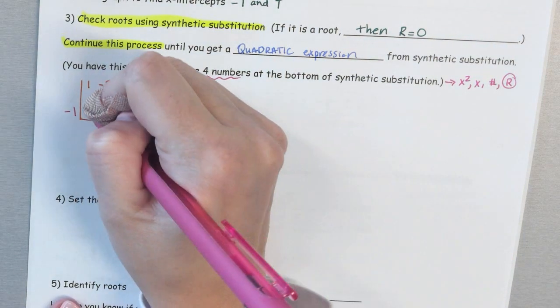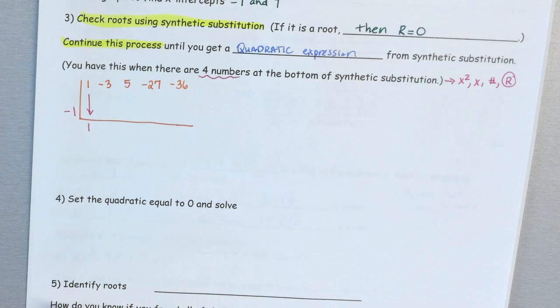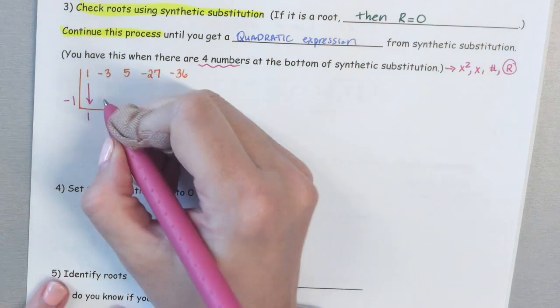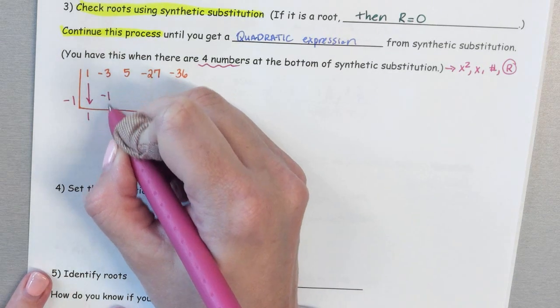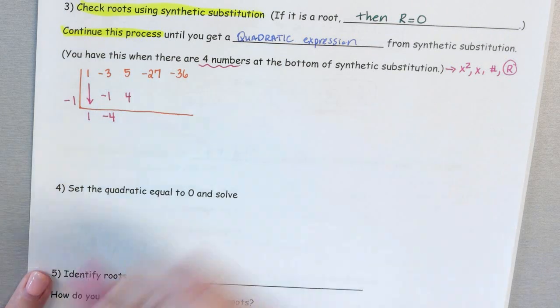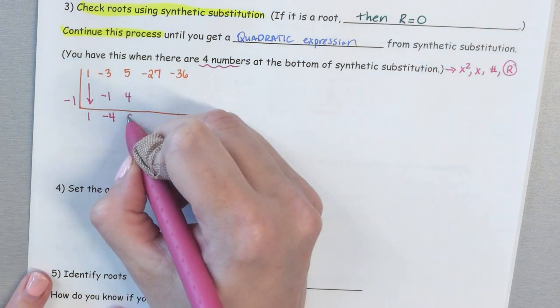So with -1, I'm going to drop down the first, and then I'm going to perform my synthetic division. So 1 times -1 is -1. Add straight down to get -4. Multiply across to get 4. Add straight down to get 9.